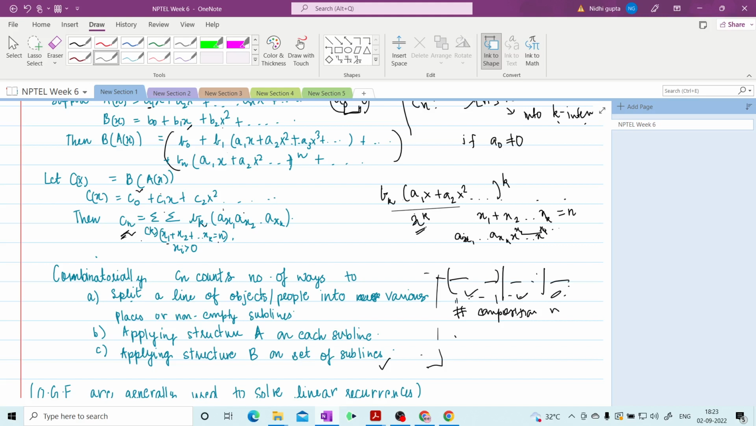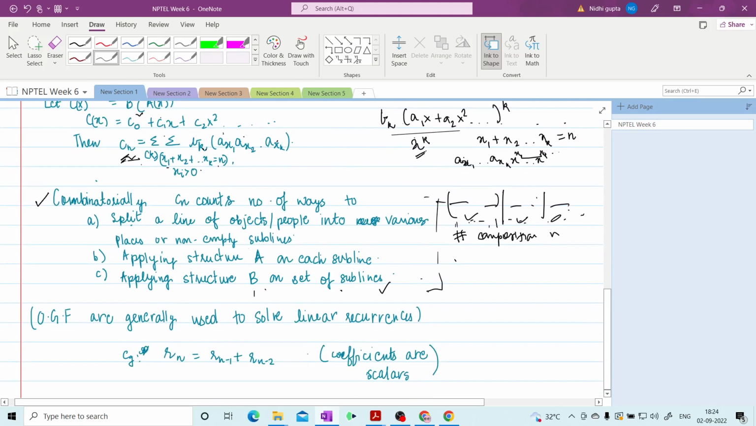and structure A on each of these sets, where x1, x2, ..., xk refer to the number of people in these sublines, and since they are non-empty, these are greater than 0. Applying structure A on each subline, since the number of people is x1, gives a_{x1}, and a_{x2}, and hence we get this product. The third step is to apply structure B on the set of sublines, which has k elements. Therefore, the b_k term appears. So we see that c_n is combinatorially counting this term.